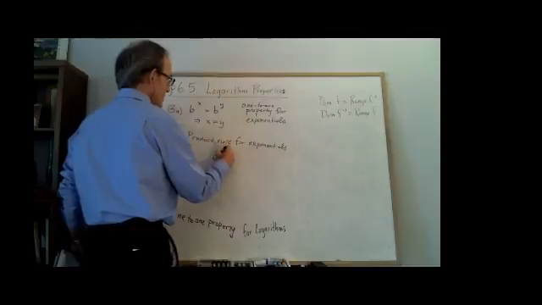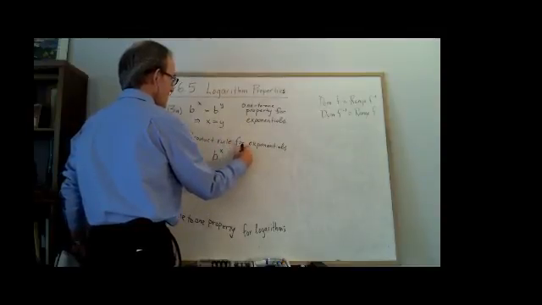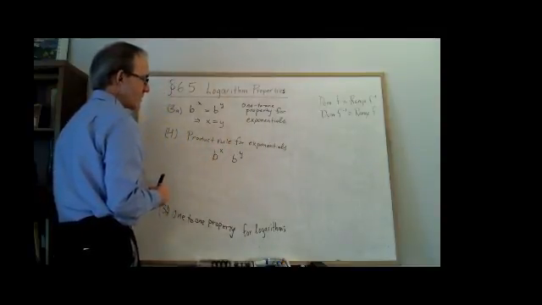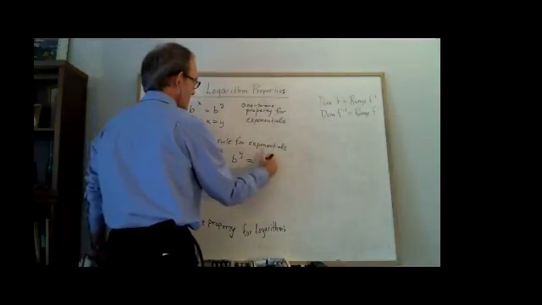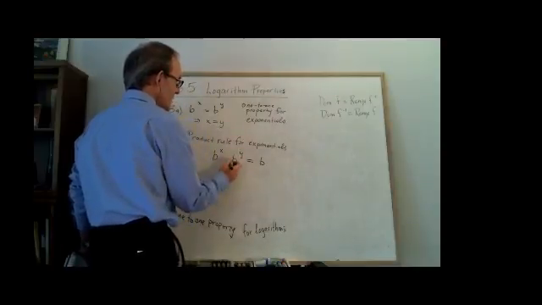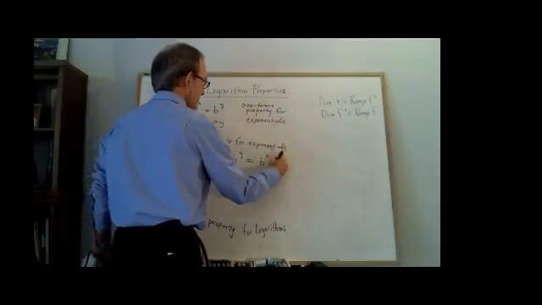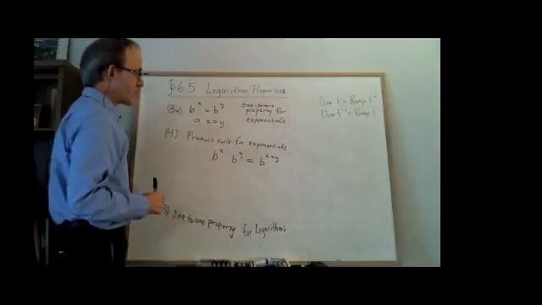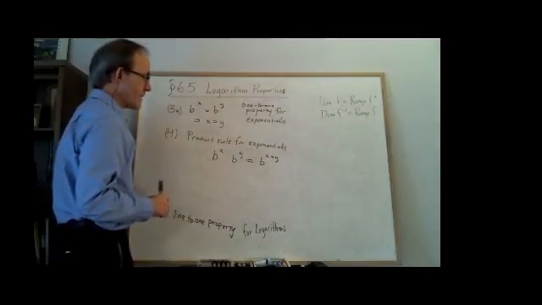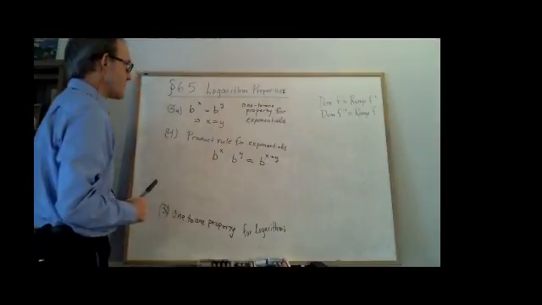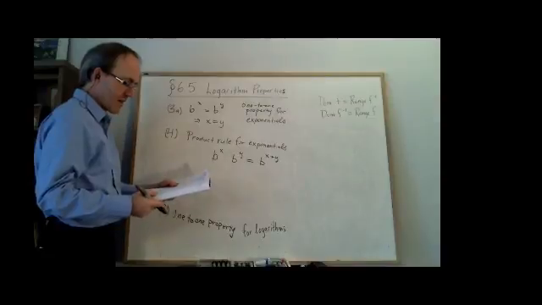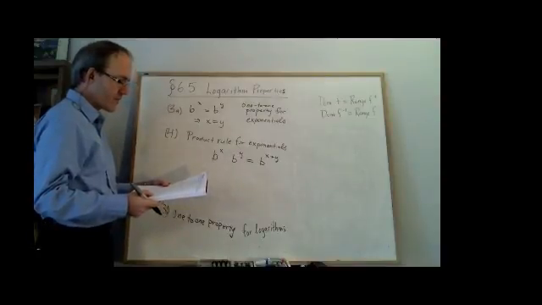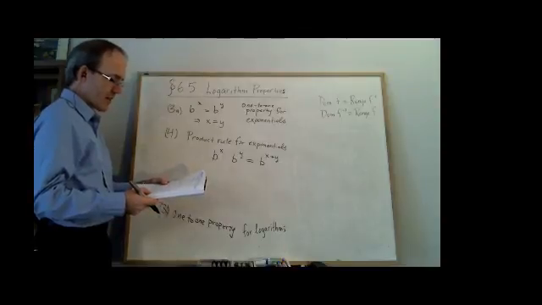The product rule for exponentials says that if you take the product of two numbers which are base b raised to some power and base b raised to another power, let's say b to the x times b to the y, then the result can be obtained by simply taking the same common base and adding the two exponents. So b to the x plus y. So we have a product rule for exponentials. This is something that hopefully you're familiar with from Math 101 or Math 99, whatever you might have seen.